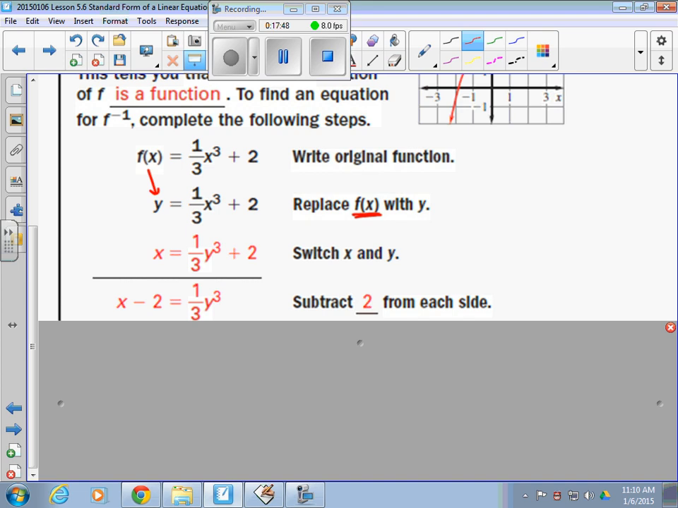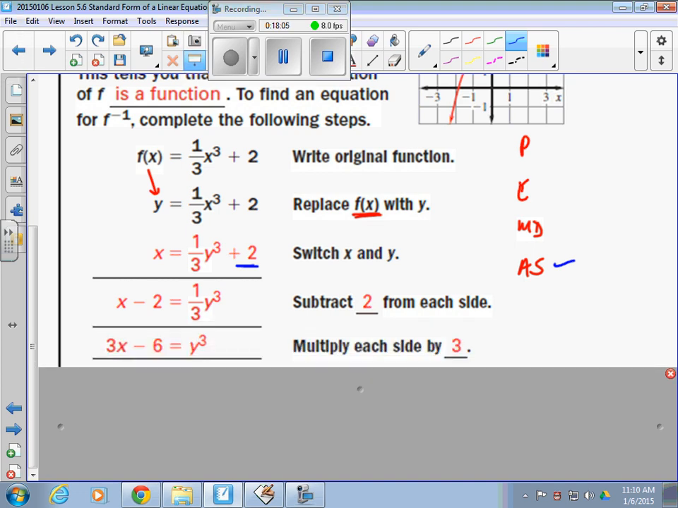Now, your order of operations says, please excuse my dear Aunt Sally. So we undid this first one. We undid plus 2. Then you want to undo multiplication of 1/3 times y cubed. So multiply each side by 3, because multiplying by 3 is the inverse of dividing by 1/3. So it just kind of saves you a step to do that.